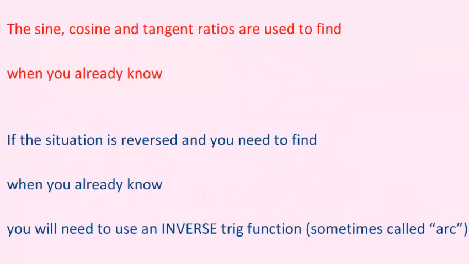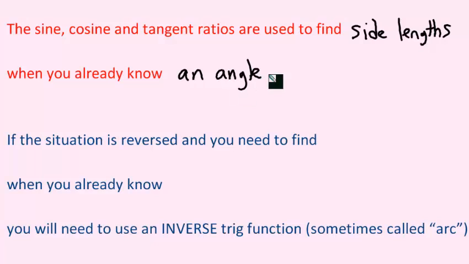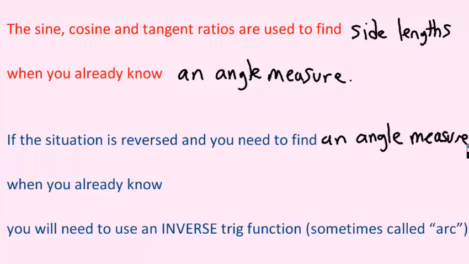What we've been doing so far is finding side lengths. The sine and cosine and tangent ratios are used to do that. They're used to find side lengths when you already know an angle measure. Sometimes the situation will be reversed. You may need to find an angle measure when you already know two side lengths.